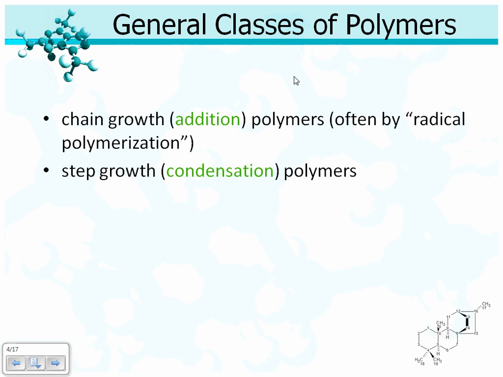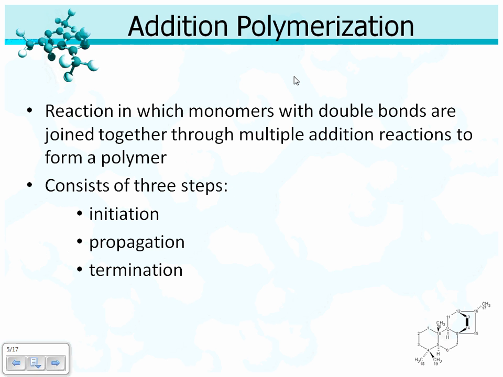So, general classes of polymers: you can have chain growth, which is addition polymers, and this often needs a free radical to be able to do this. Or we have step growth, which is a condensation polymer. That's the second one we're going to do. So we're going to look at addition polymerization first.